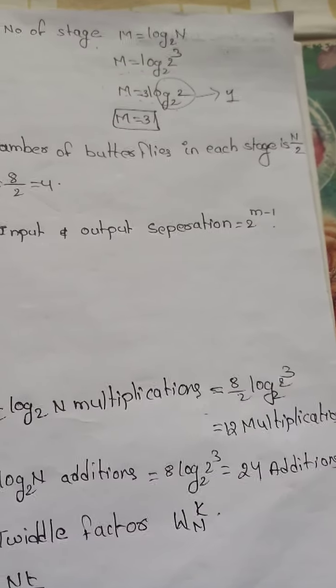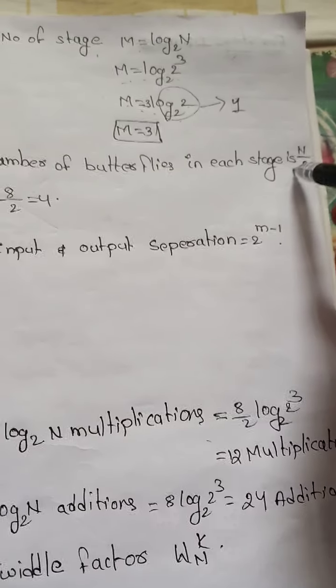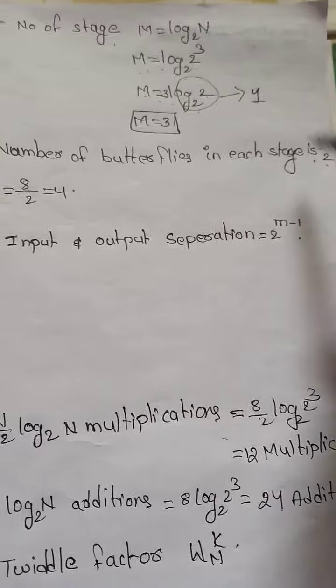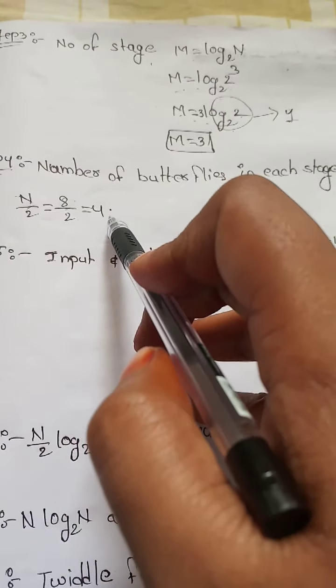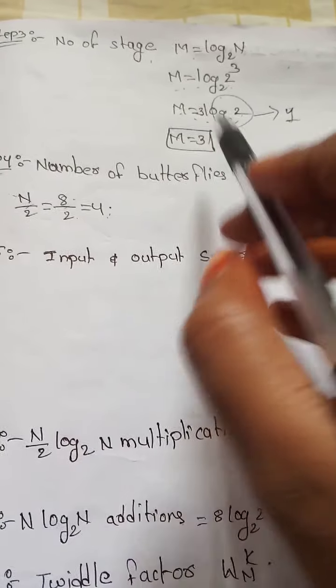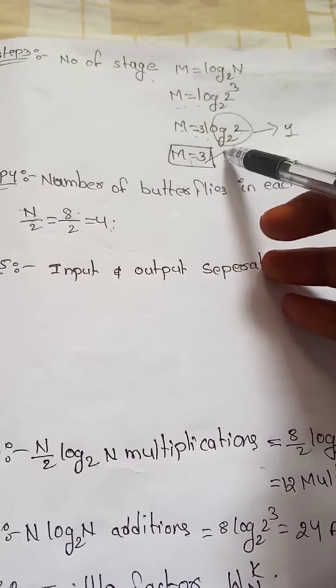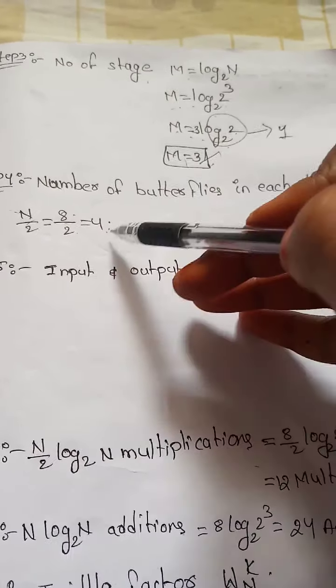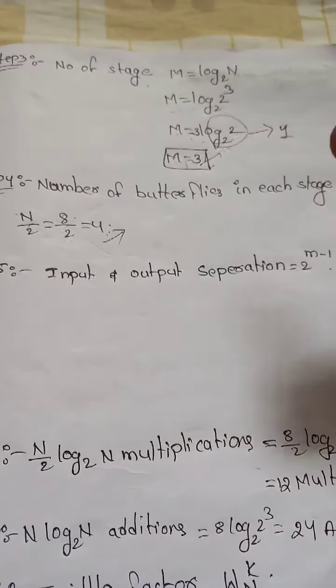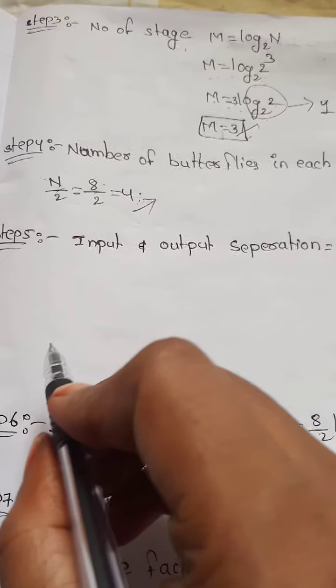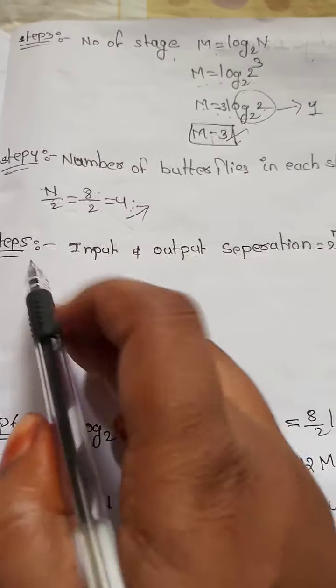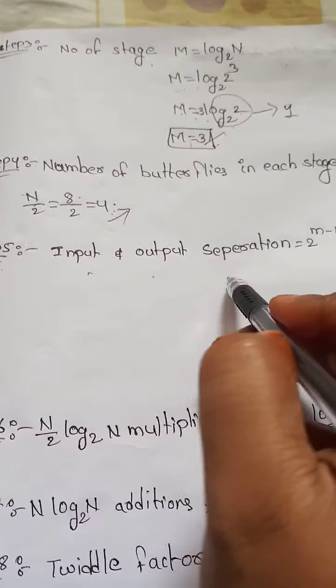Next, the number of butterflies in each stage is n by 2. So here n equal to 8 by 2, and we get 4. We have 3 stages, and for each stage we get 4 butterflies. And at the same time our next step is the 5th step, that is input and output separation.